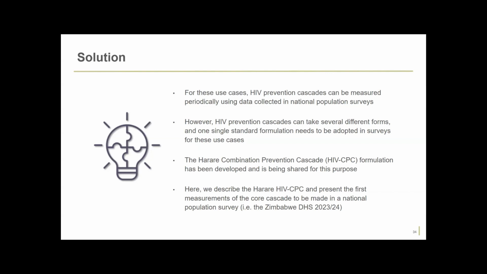Within this presentation, I'll describe the measurements for the core cascades to be made using the population surveys. Because in Zimbabwe, I think for the first time, we've managed to make sure that within the ZDHS, the Zimbabwe Demographic Health Survey, combination prevention cascades are also included. I think this is a milestone that other countries can also adopt or replicate, so that we can see that the combination prevention cascade can give us more information on the uptake of different prevention methods. Let's move on.